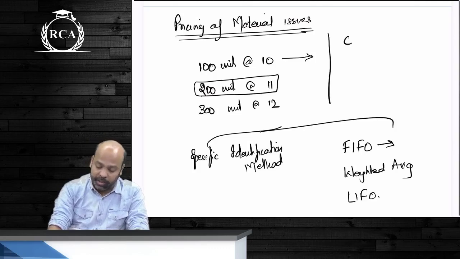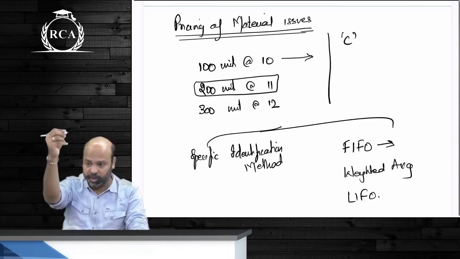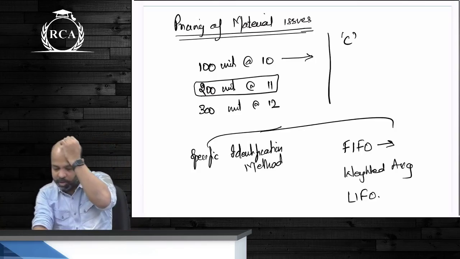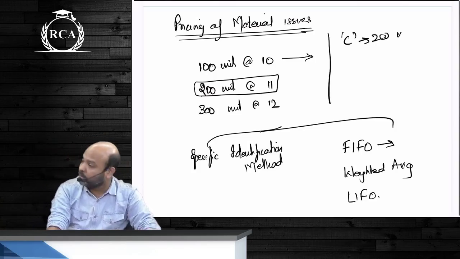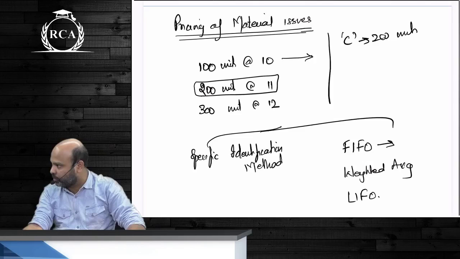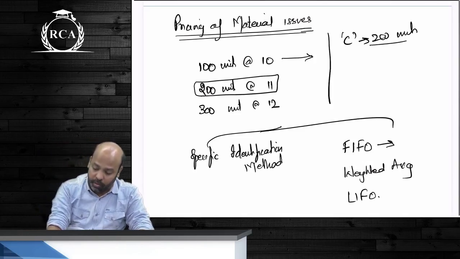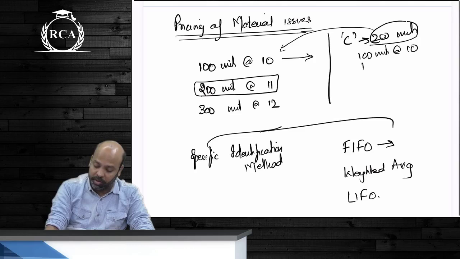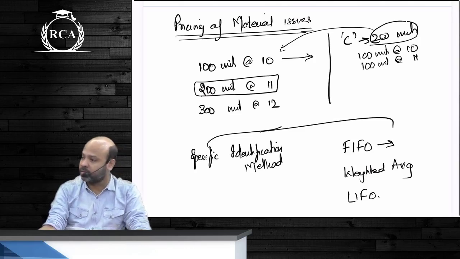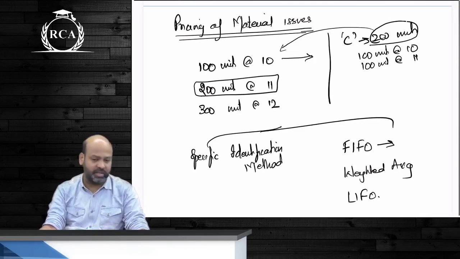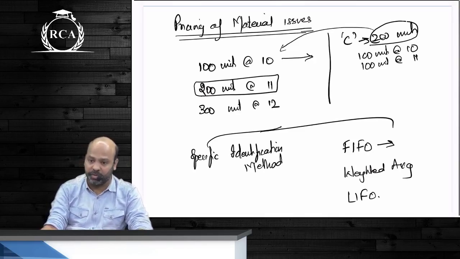Let's say you manufacture product C first. In our example, A, B, C. Product C needs how many units? So the materials have been issued for product C first, beta. Because you're consuming 200 units first, it will be out of 100 units at 10 rupees. The remaining 100 units will be at, this is first in, first out. Whatever is being purchased first is assumed to be consumed first.